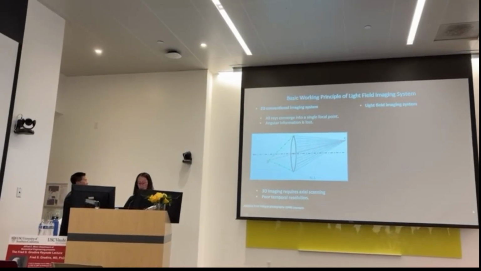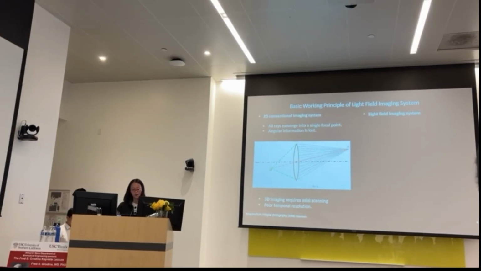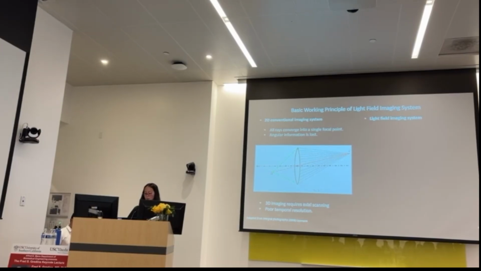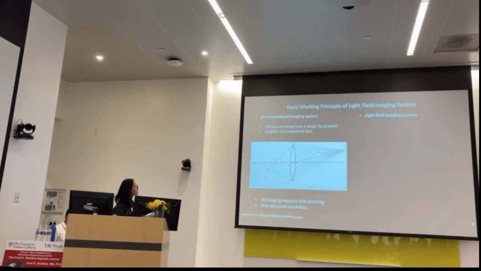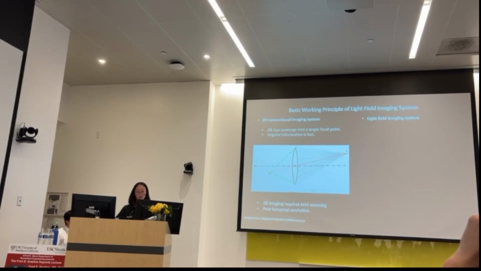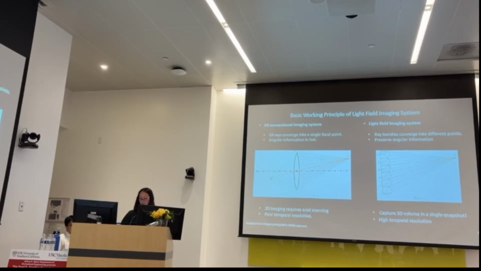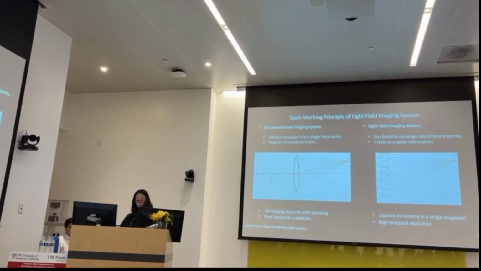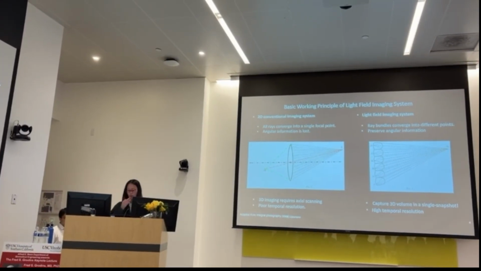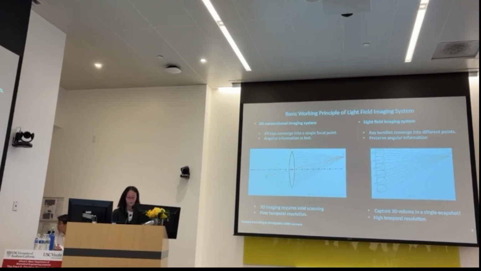So how does light field achieve that? We know that for a 2D conventional imaging system, such as a wide field microscope, all the light rays from a point source will converge to a single focal point on the camera. Therefore, this angular ray information is lost, and imaging 3D space requires scanning axially and can be time-consuming. In a light field imaging system, by converging the ray bundle separately into different focal points, this angular ray information is preserved, and a 3D volume can be captured in a single shot with high temporal resolution.